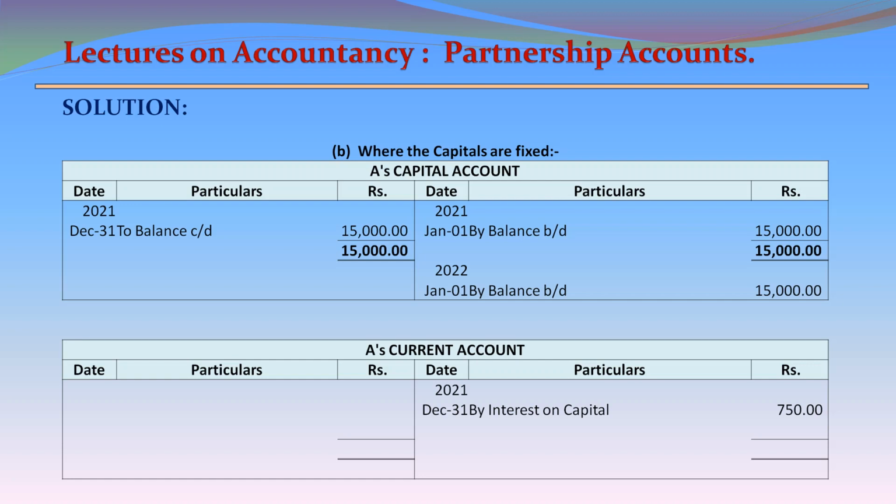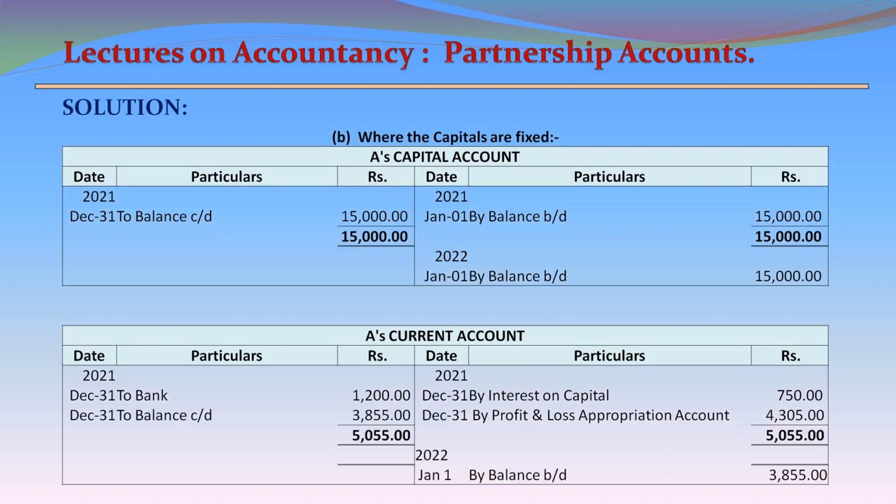A's current account on the credit side, December 31 2021 by interest on capital 750 rupees. On the credit side, December 31 by profit and loss appropriation account 4,305. Total 5,055 rupees. A's current account on the debit side, December 31 to bank 1,200 rupees. On the debit side, to balance carried down 3,855, and this should be brought forward for the next year, January 1 by balance brought down 3,855.